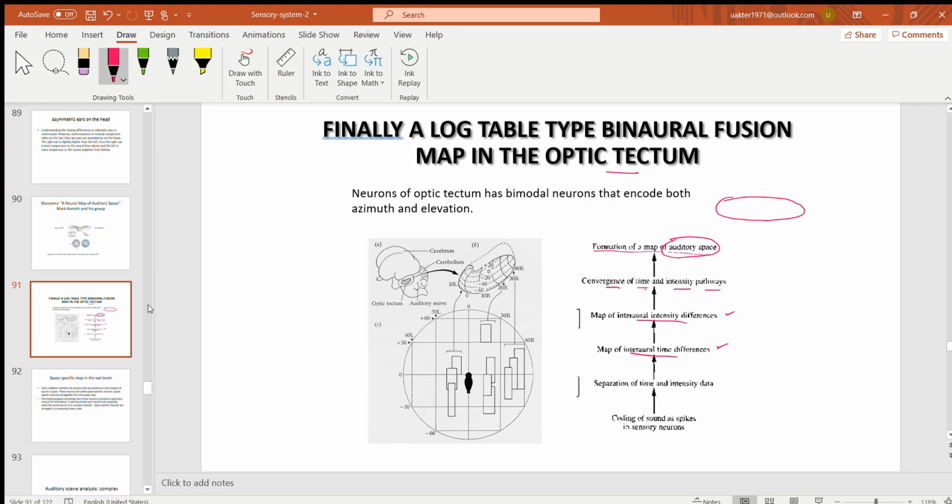Okay, so this is optic tectum, where you have the auditory space map. These neurons can exactly tell you the location of the sound source, and also these neurons receive the signal from the visual neurons. So you see here, auditory and visual are combined.